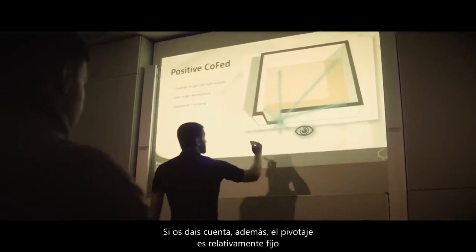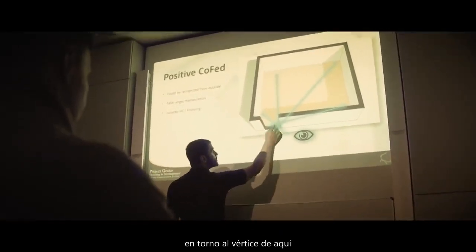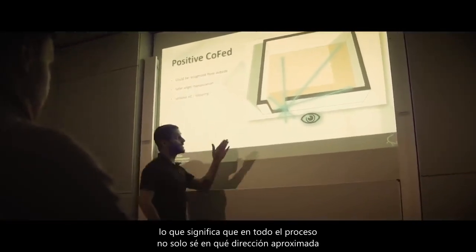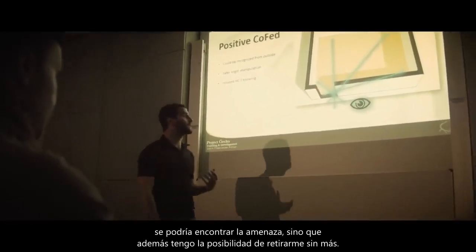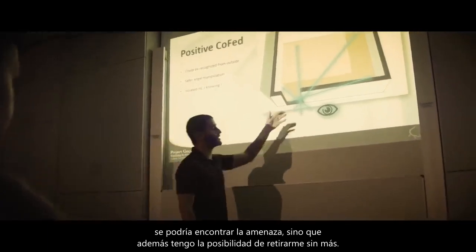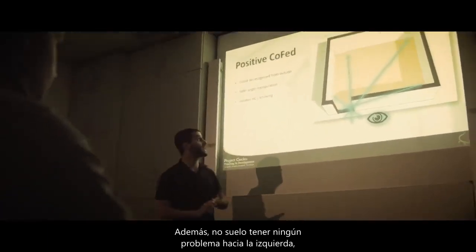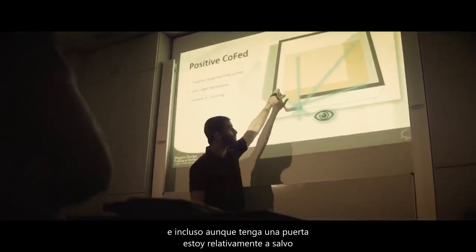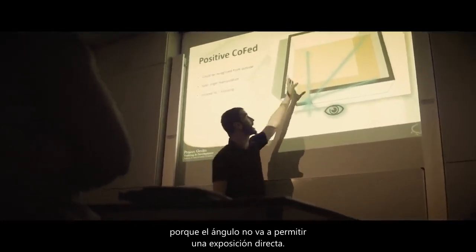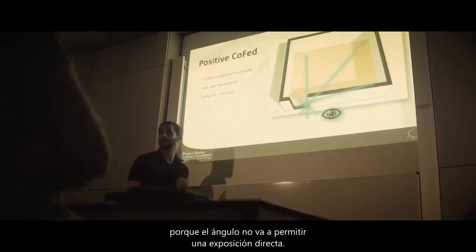If you can see also, the slice is relatively staying close to the apex over here, which means during the entire process, not only do I know into which general direction the threat might be located, but I also have the possibility to simply step off. In addition, I don't have any kind of problem to the left normally, and even if I have a door, I'm relatively safe because the angle will not allow a direct exposure.